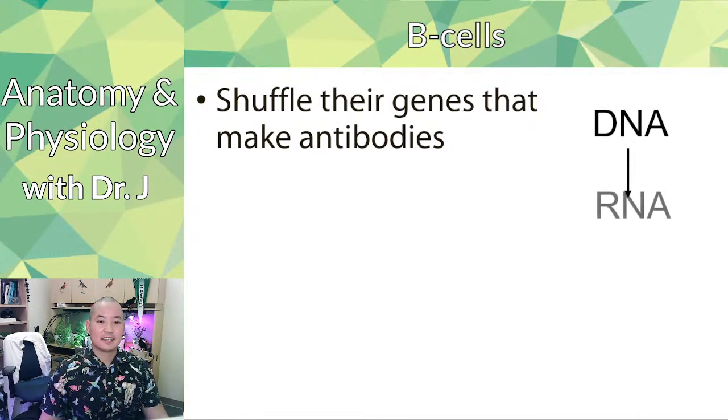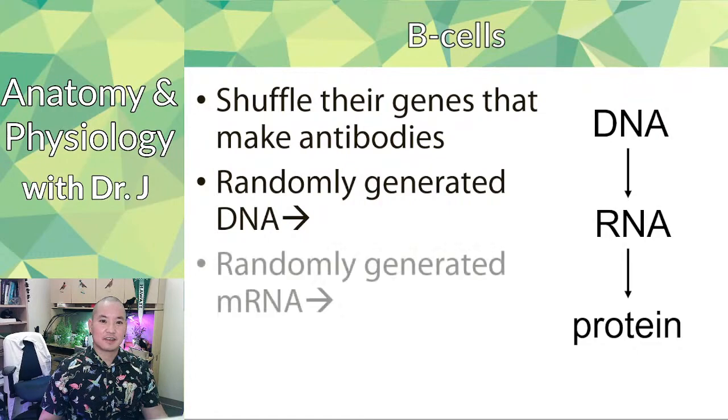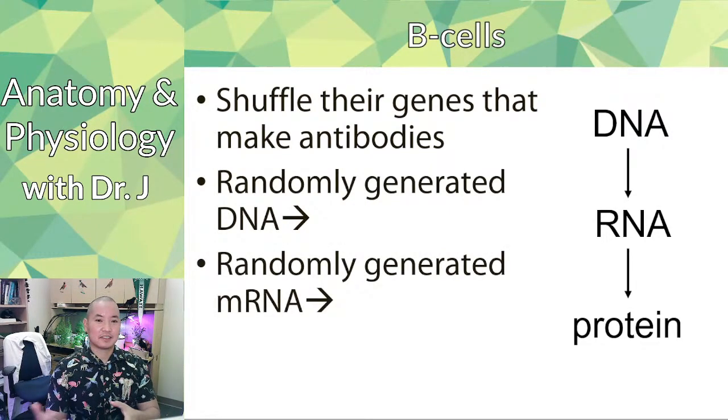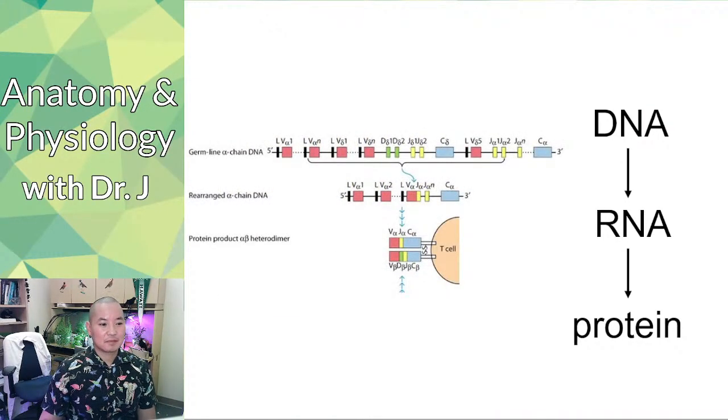So again, DNA, RNA, and protein. If you start to do this random generation and shuffling of your DNA, you're going to get a random sequence of mRNA, which are used to translate into polypeptides. Now, what does this look like? Well, this is part of the genes that make up an antibody, and antibodies are made out of two what we call heavy chains and two light chains.